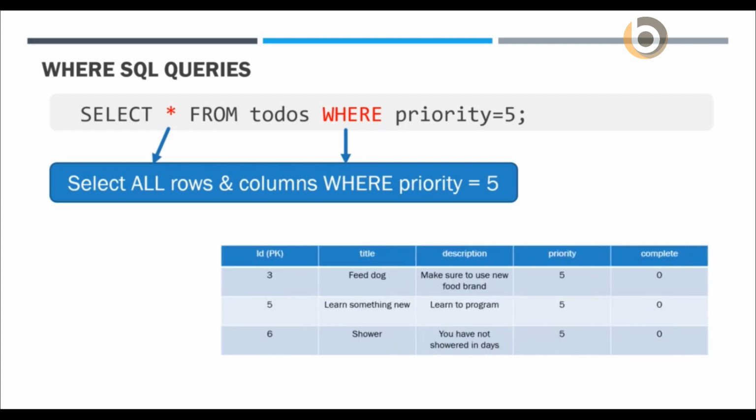Therefore, when we run the SQL statement, we will get only 3 of our 6 records returned. This is because only 3 of the records have a priority of 5. But we'll be getting all columns of each of these records.